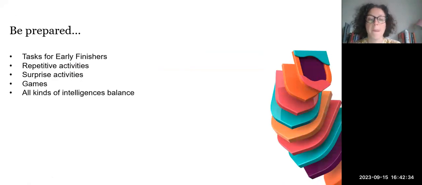So be prepared for the lesson. Have some tasks for fast finishers. Have repetitive activities, especially those which are total physical response activities. Have surprise activities, something that students always want and expect, but then forget about, and it's again a surprise. So you can have a box of surprise activities, for example, with flashcards or board games.